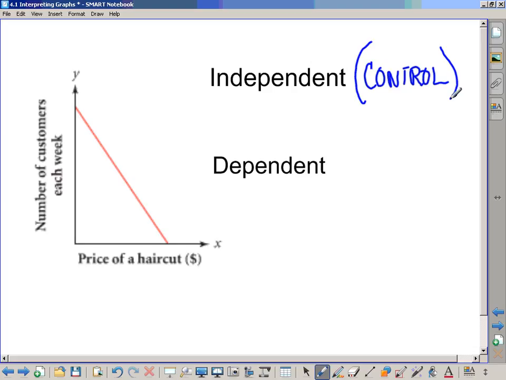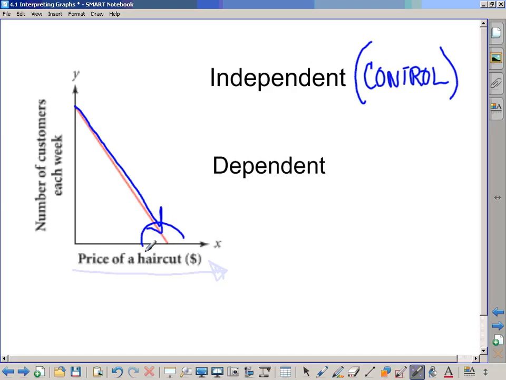Price is not revenue. Price is not how much money they're making. Price is like the sign on the door. Hey, haircuts, $10. Haircuts, $20. So what do you think's in control? The price. And what happens as the price goes up? As the price goes up, the number of customers goes down.